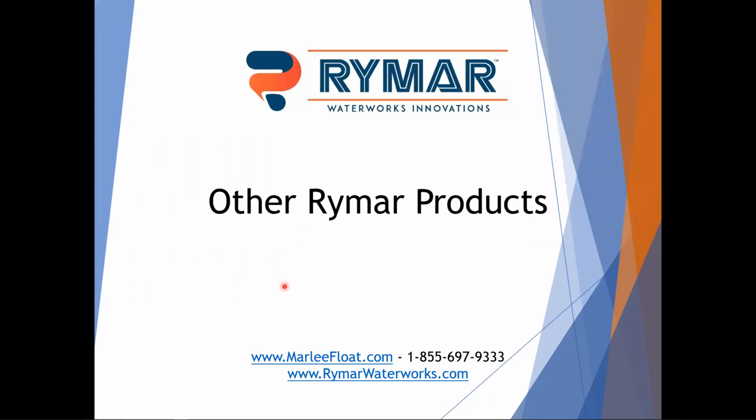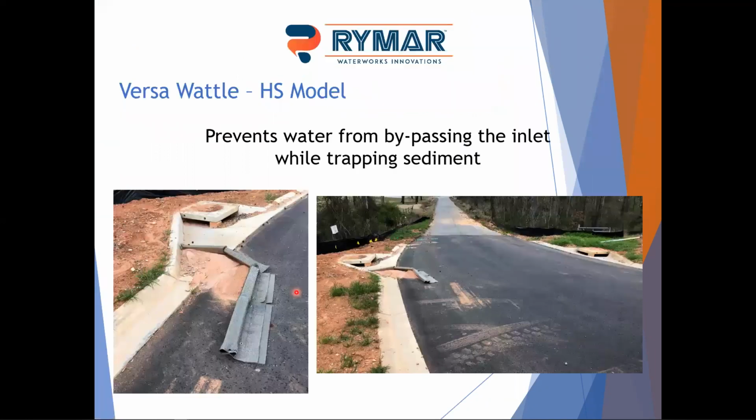So as we wrap up here, and it's just about an hour, I want to really quickly introduce you to some other RIMAR products. Really just one main product we have. It's called the VersaWattle, and this is our HS, or hard surface wattle. So basically what it is, it's a fabric wattle that goes down. It's actually screwed down to the asphalt and concrete, but it's particularly effective where you've got, say, a subdivision, they haven't put the final asphalt course on yet, and you've got a lip here between your curb and your asphalt.